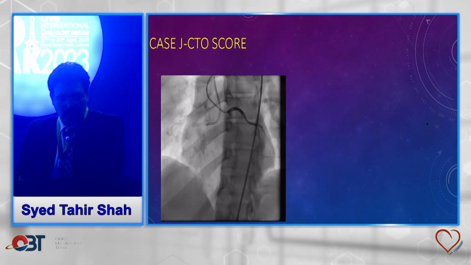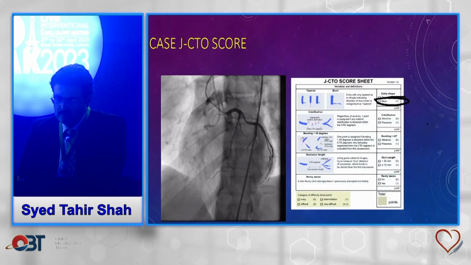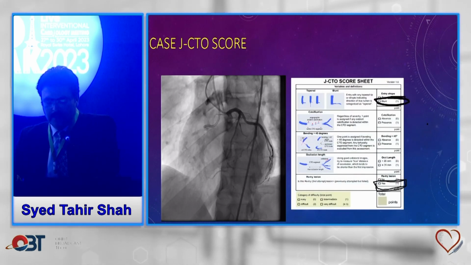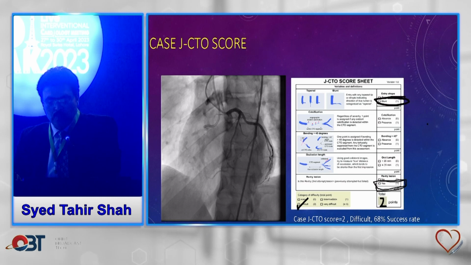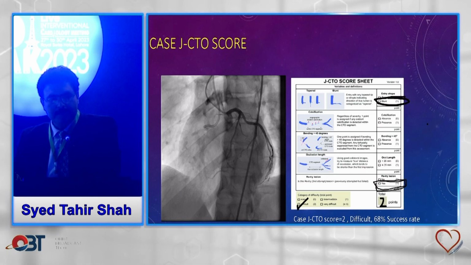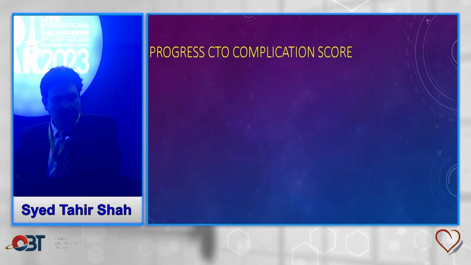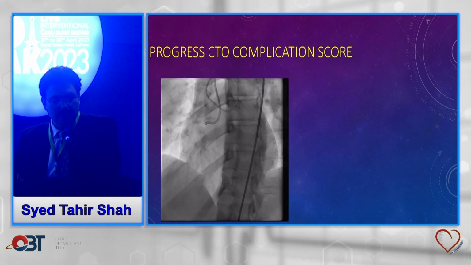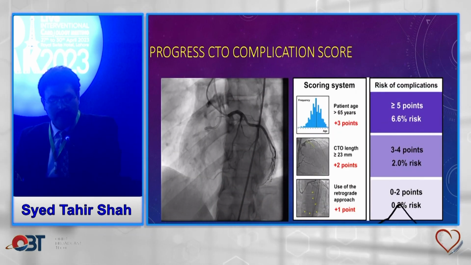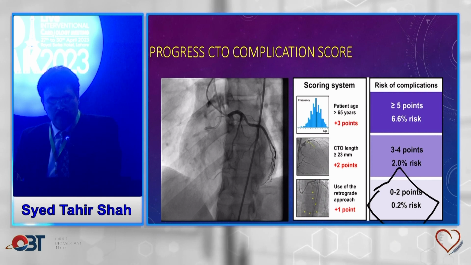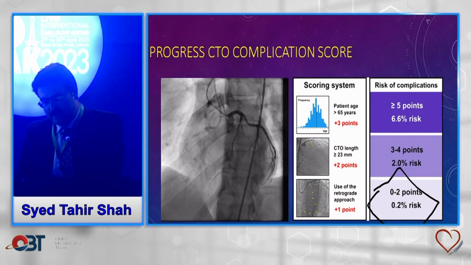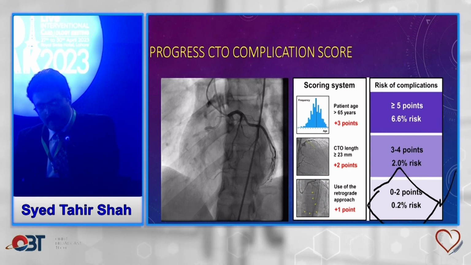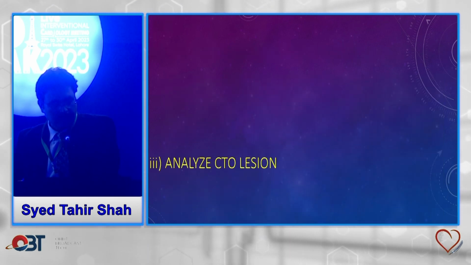So: difficult, very difficult, intermediate. And this is how I calculated my case. Blunt cap, 1; reattempt, 1; total score of 2. It becomes difficult, so the success rate is 68%. Then the PROGRESS CTO complication score was calculated for this patient, and it turned out to be 0 to 2 points, which is 0.2%. Here there is no point carrying a score. So this is the risk.